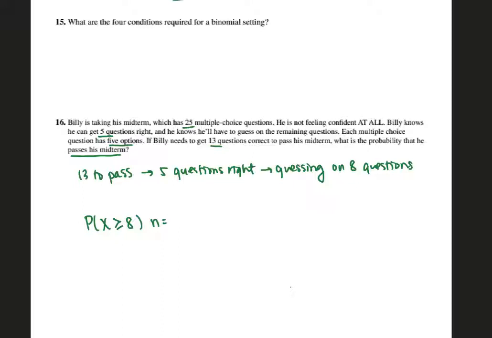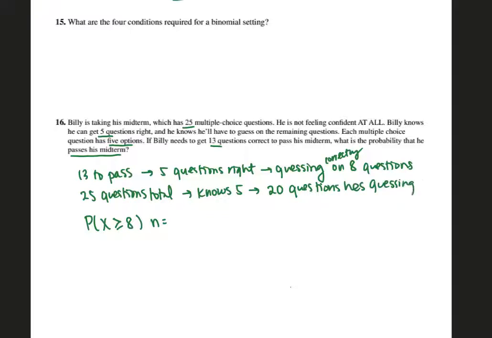Well, n is the number of questions he's guessing on. So sorry, he's not guessing on 8 questions. He needs to guess correctly on 8 questions. So there's 25 questions total. Okay, he knows 5 of them, which means that there's only 20 questions he's guessing on. So that's going to be n.